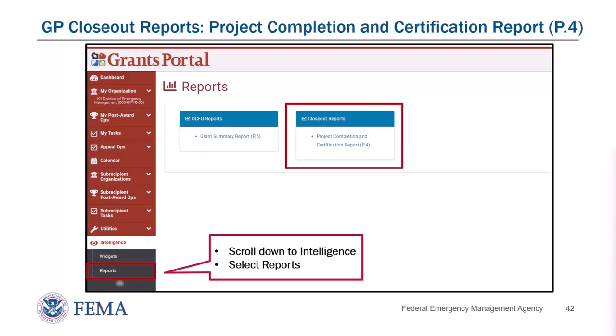The P4 report allows recipients to certify along with applicants that the work has been completed. This is normally used to support the closeout of those small projects, as I said, not needing to go through that closeout inspection report process.